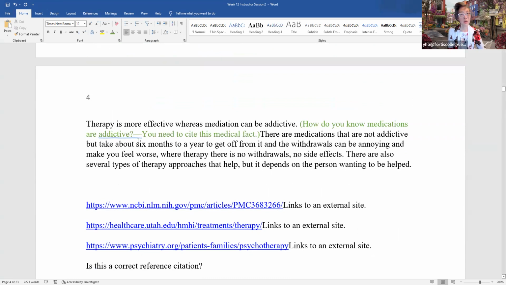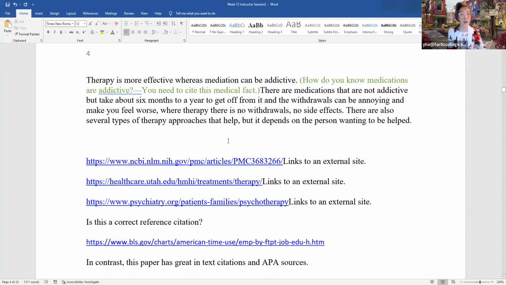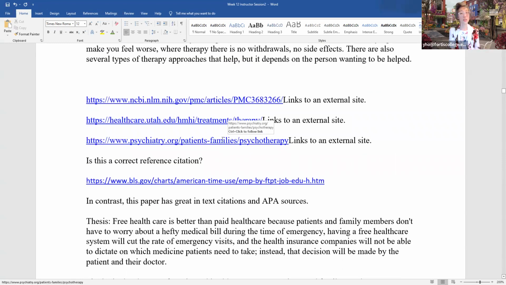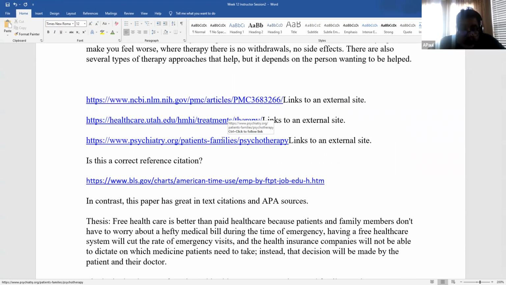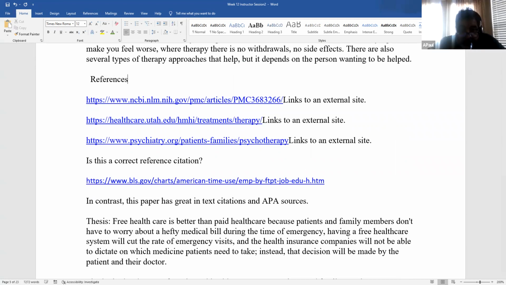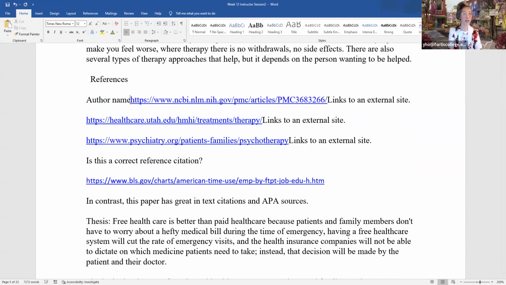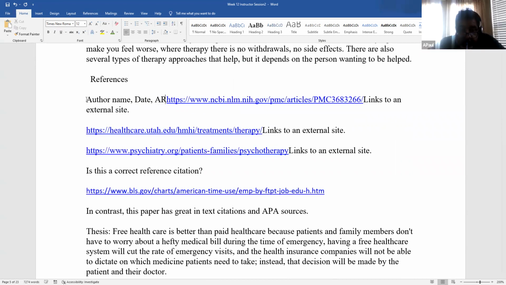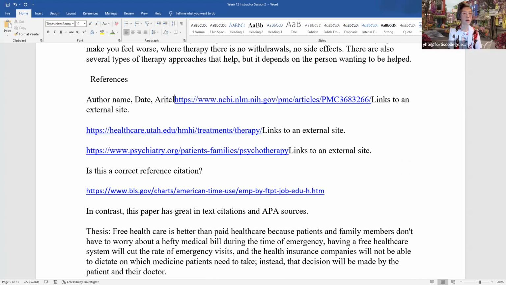And then here, therapy is more effective, whereas medication, she wrote mediation, can be addictive. And so here, you have to cite the medical fact. What is wrong with this reference citation? What is she missing? Well, there's no in-text citation, so there's no reference to author or anything. It's missing the reference, and she's missing the author name. Yeah, date. Article name.